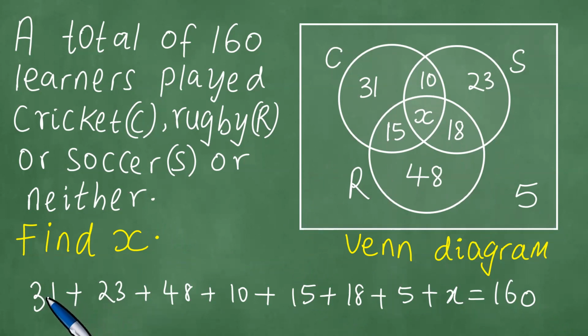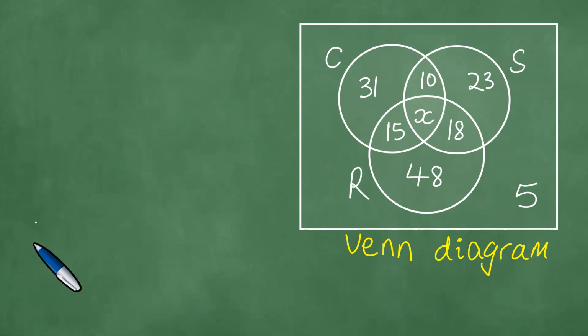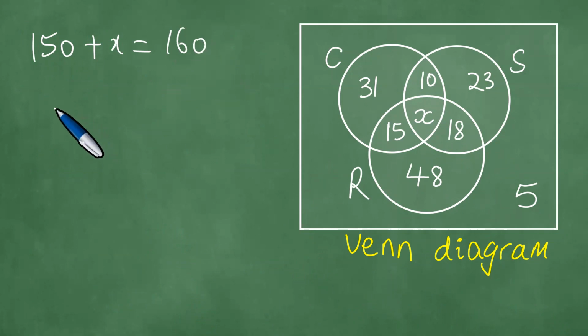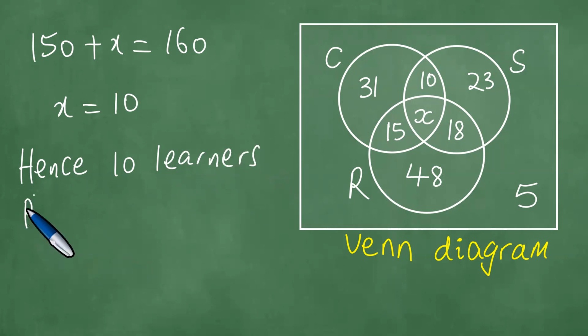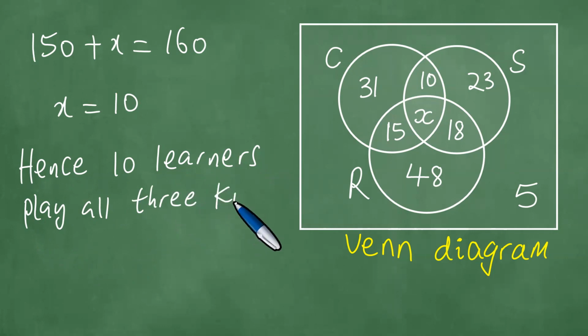So what does this mean? If you add all these here, 31 plus 23 plus 48 plus 10, etc., they all give 150. So what we have is 150 plus X equals 160. Upon transposition of 150, we have X equals exactly 10. So the conclusion then becomes, hence, 10 learners play all three kinds of sport. Right, like so.